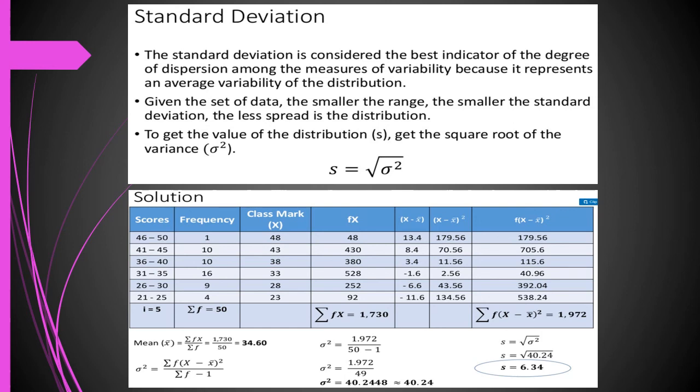So here we have the given formula where s is equal to the square root of the variance. Simply substitute the values, and in the lower part of your screen we have s equal to the square root of 40.24, and the square root of that is equal to 6.34.